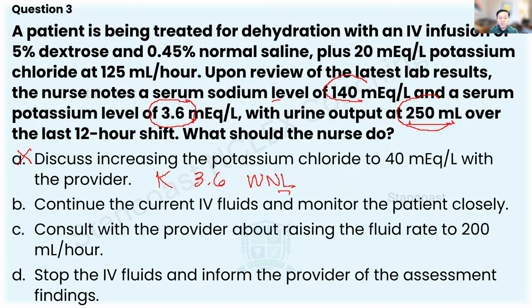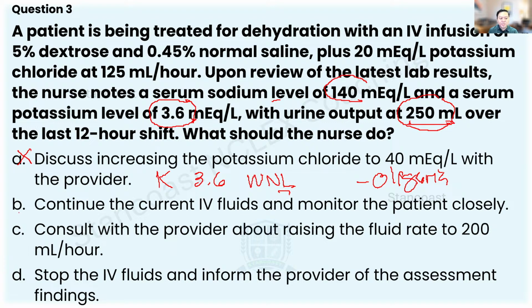If you're going to increase the concentration to 40 milliequivalents, this could lead to hyperkalemia, especially since the patient has low urine output. There is oliguria. Your patient is only urinating about 20 mLs per hour. Is that correct? Yes, or 21 mLs per hour. That's 20.8 mLs per hour. So there's no need for us to increase the potassium content in our IV fluid.